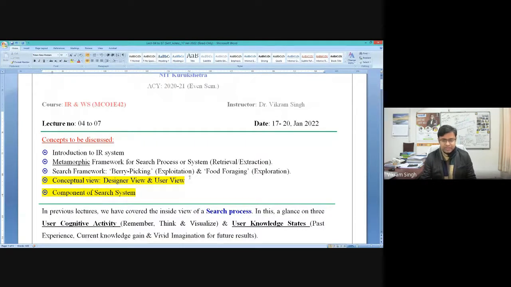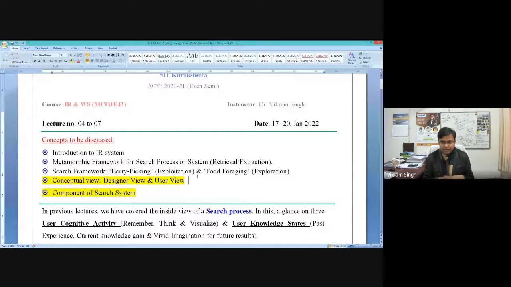So based on this, from today we are more or less talking about the design part of such systems, right? Till now we have been talking about the basic or fundamental concepts, fundamental ideas, and related terms. But from now we will talk about details related to search system design or IR process design.